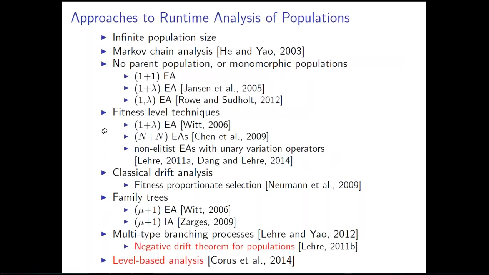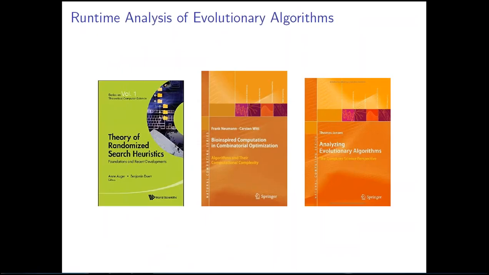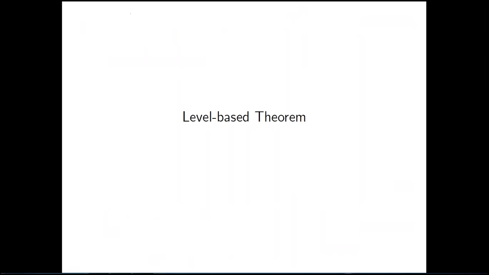Now, there is a large literature on runtime analysis of evolutionary algorithms, and there are many different ways of analyzing population-based algorithms. So I'm just going to present two methods. This level-based method, which was introduced last year at PPSN. And I'm not sure if we have time, probably not, there is this negative drift theorem for populations, which was presented at PPSN in 2011. There is also quite a lot of literature about runtime analysis. There are three books which have been published. We can also paste links to these books so you can read more about this area.